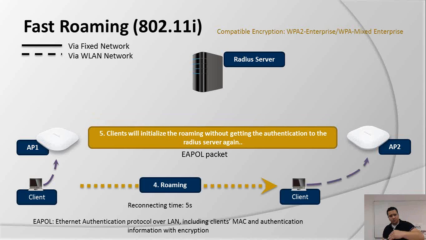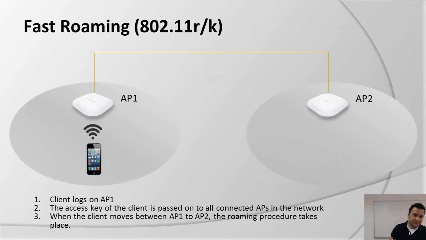And then at the moment the client roams, the client will initialize the roaming without getting authentication from the RADIUS server again, because it's already pre-authenticated, because the RADIUS server already shared the information to the second access point. This is still doable with our devices, but like I said, this depends on a RADIUS server. Okay. So what happens if you don't have a RADIUS server and are using our system?